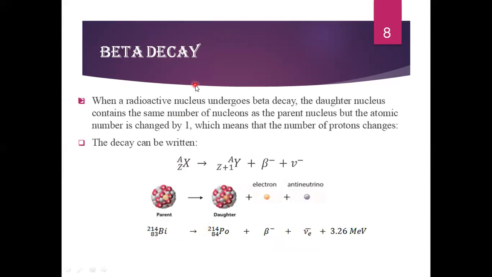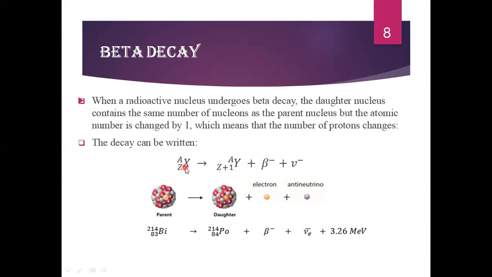The next one is the beta decay. When a radioactive nucleus undergoes beta decay, the daughter nucleus contains the same number of nucleons as the parent nucleus, but the atomic number is changed by 1. The equation of the beta decay is here, where X is the parent nucleus and Y is the daughter nucleus.